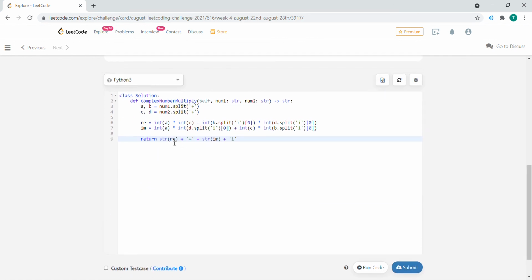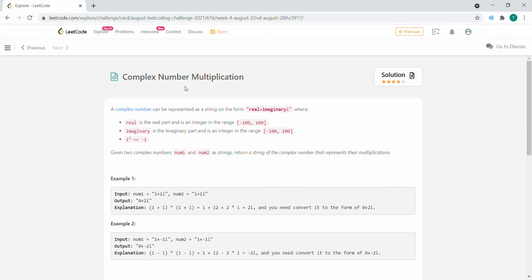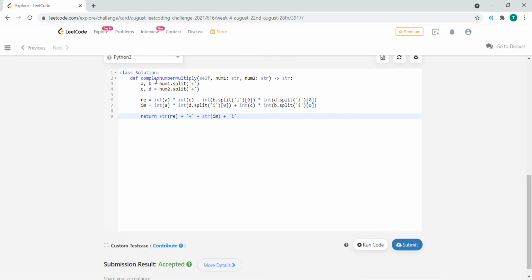So all you need to do is simple complex number multiplication with the real and imaginary parts by breaking them down, then putting them back together after doing the arithmetic in integer format, and then converting them back to string.